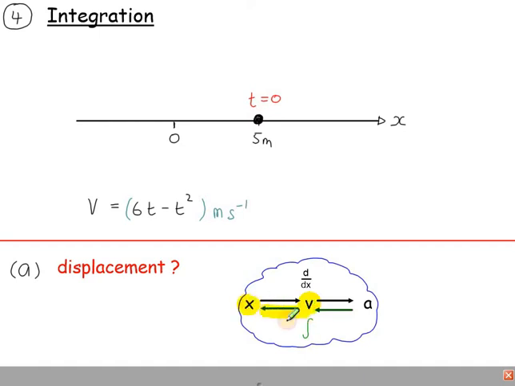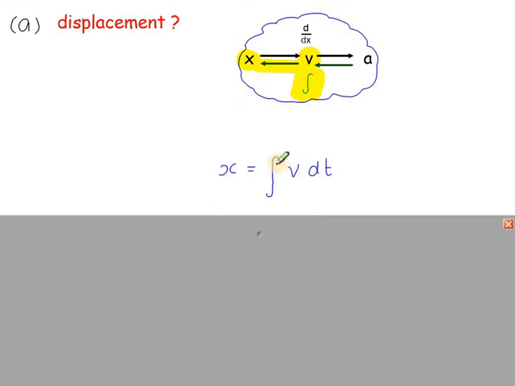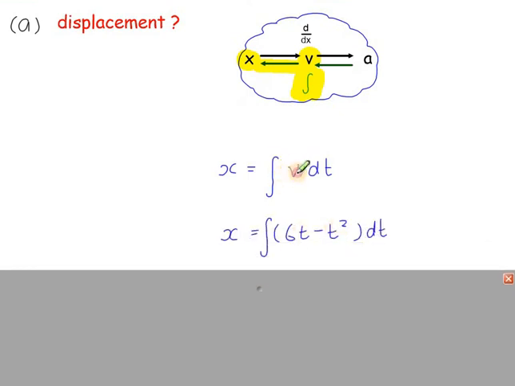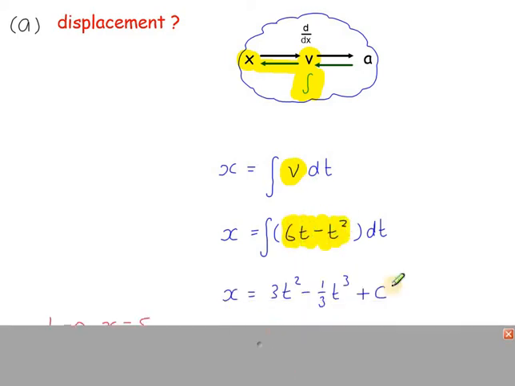So we're moving in this direction, which means we need to do some integration, and we will get a constant of integration, but we're given the initial condition here: t equals 0, the displacement x is equal to 5, and we can use this to work out the constant of integration. So we integrate the velocity function, which is 6t minus t squared. We get a constant of integration.